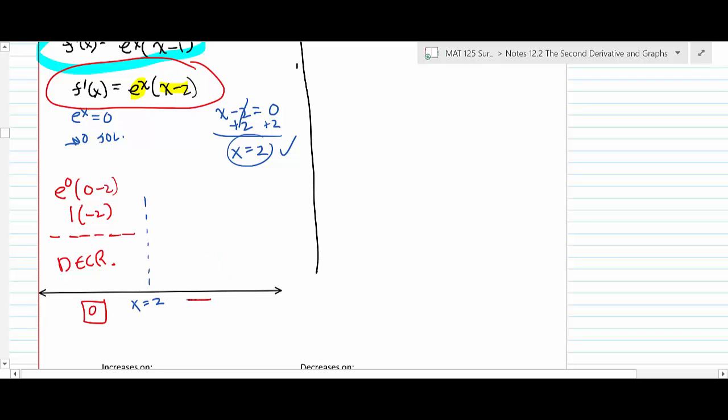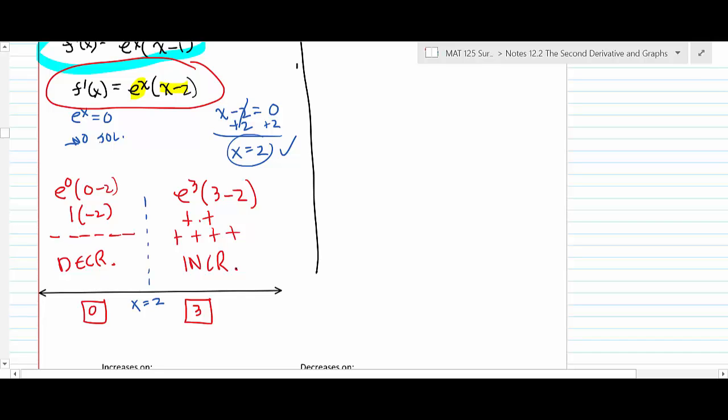Okay, take a test point bigger than 2, like 3. Then you would go e to the third times 3 minus 2. What is that? That's positive, because e to the third's positive. So you just got a positive times a positive. So that means the function's increasing.